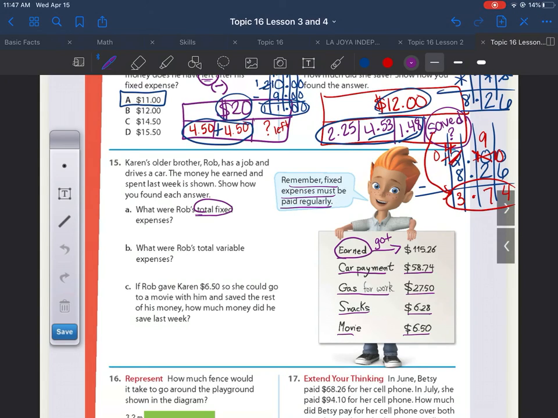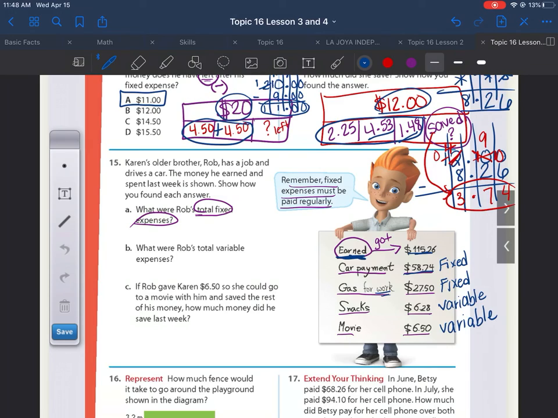So the question A says, what were Rob's total fixed expenses? Let's look at our table. Which are the fixed expenses? Is the car payment fixed or variable? We talked about this. The car payment is going to be fixed. Gas for work, if he's going to work, and that means that he's going daily, that is going to be a fixed expense. Snacks, he doesn't always buy snacks, so that would be a variable. And the movie, he doesn't always go to the movies, so it's also going to be a variable expense.